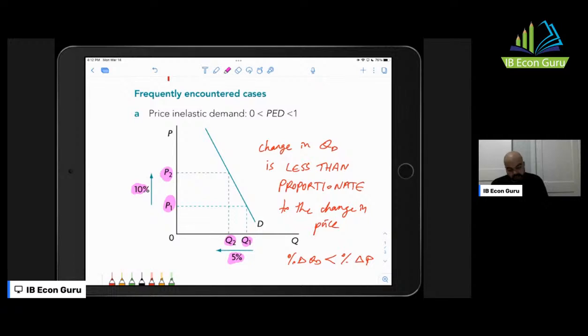Here we say demand is price inelastic. So this is price inelastic demand, and the value of the PED will lie between 0 and 1. Remember, we're talking about absolute value. So you ignore the negative sign because PED will always be negative. There is a negative relationship.